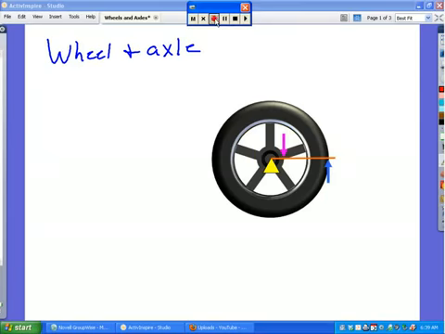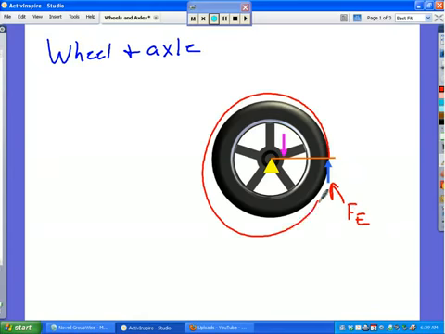If I say that the blue arrow here is going to be my force of effort, that means the wheel is driving the axle, which would mean my pink arrow here would be my force of resistance, and the mechanical advantage is greater than 1 for when the wheel drives the axle.